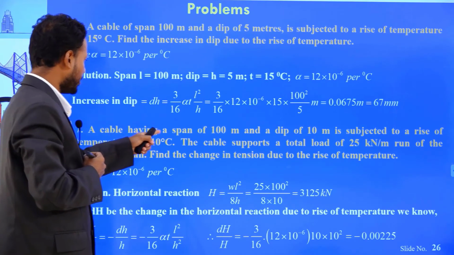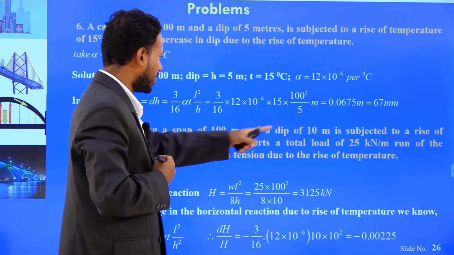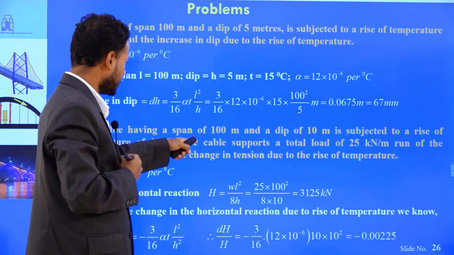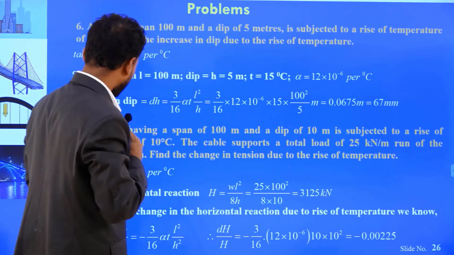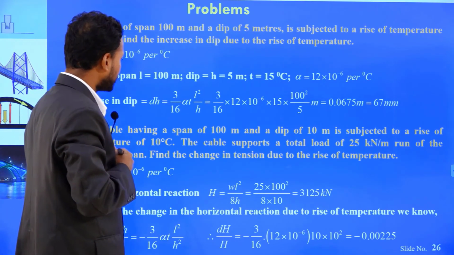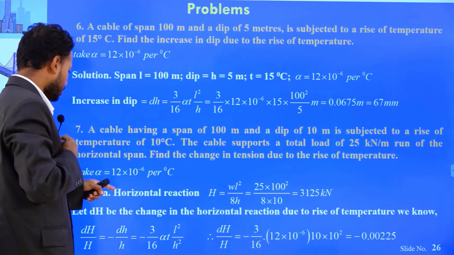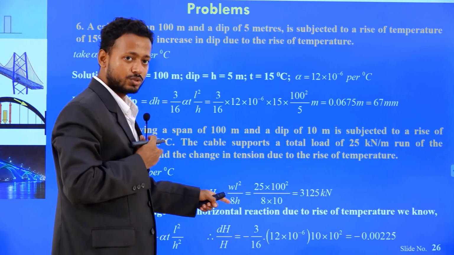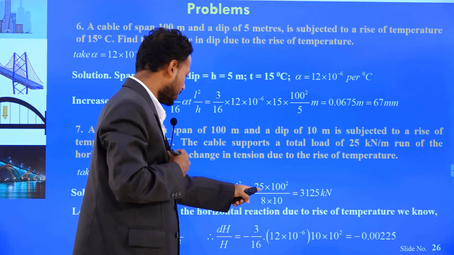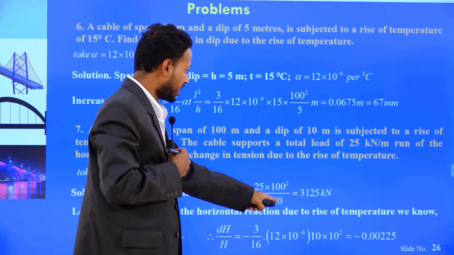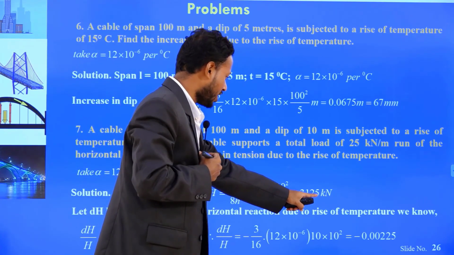Another problem, a cable having span of 100 meter and a dip of 10 meter is subjected to a rise of temperature 10 degrees centigrade. The cable supports a load of 25 kilonewton per meter run of the cable, horizontal span. Find out the change in the tension due to the rise of the temperature. So alpha is given here, so you have to determine the horizontal reaction. H equals, I have determined H equals WL square by 8H. So put the value of W 25, L is 100 and H is 10 as given in the question. So horizontal reaction H equals 3125 kilonewton.